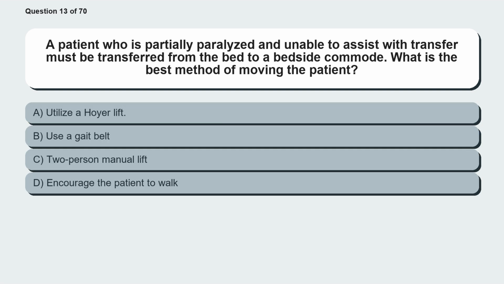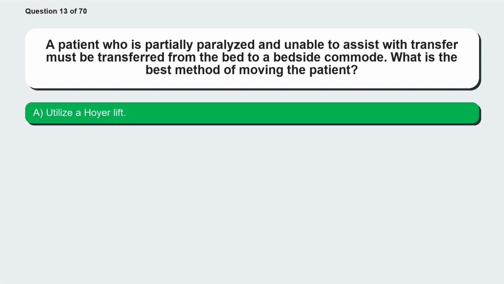Question 13. A patient who is partially paralyzed and unable to assist with transfer must be transferred from the bed to a bedside commode. What is the best method of moving the patient? Option A. Utilize a Hoyer lift. Option B. Use a gait belt. Option C. Two-person manual lift. Option D. Encourage the patient to walk. The correct answer is option A.